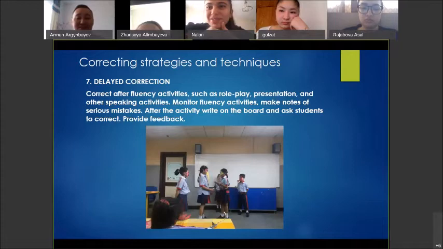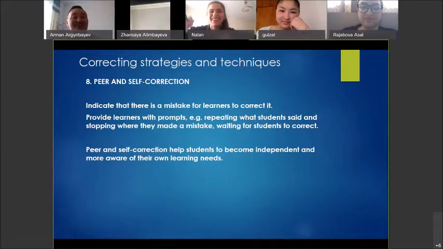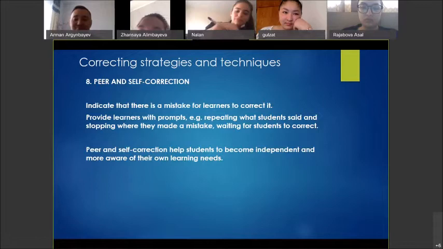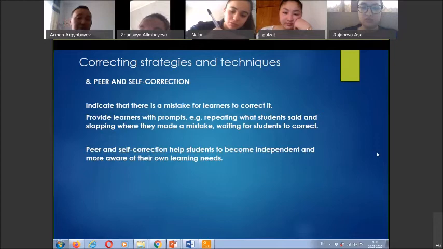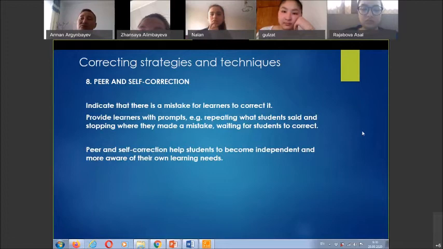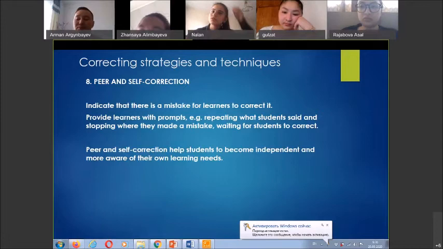Okay. The eighth one is peer and self-correction. Peer correction is when they correct each other, and students self-correct when they correct by themselves, yeah? And we should use it quite often. I'll give one example: when you draw attention of students to the mistake, you write them on the board, and then you elicit answers from students. So this is actually like peer correction.